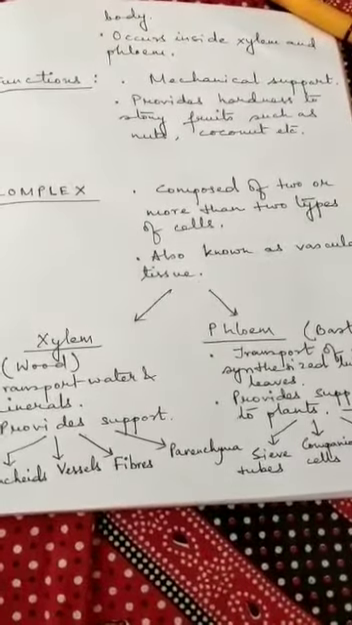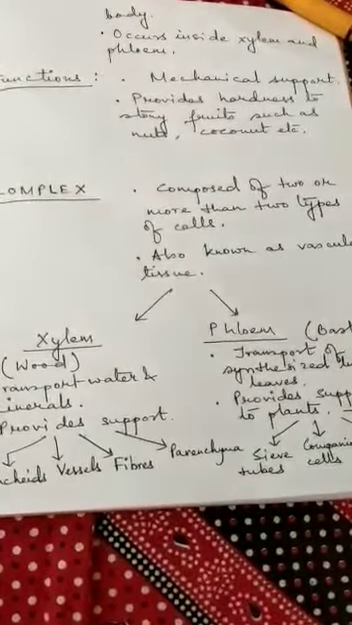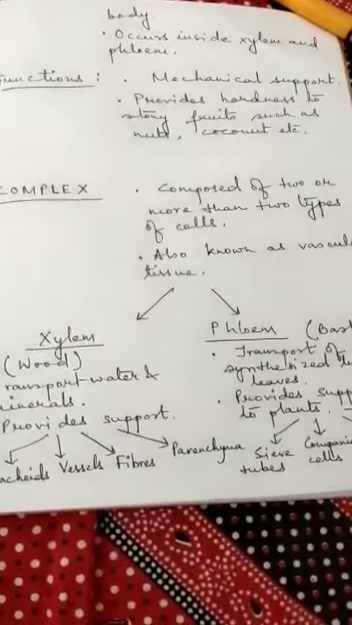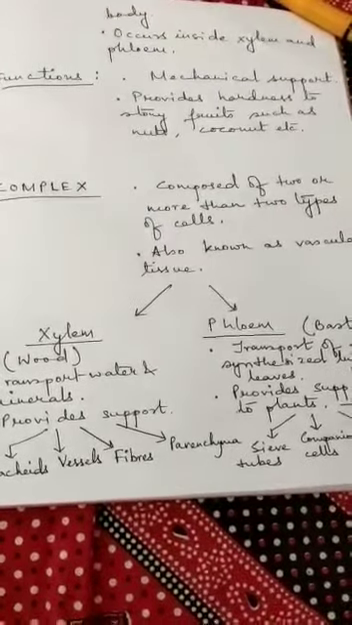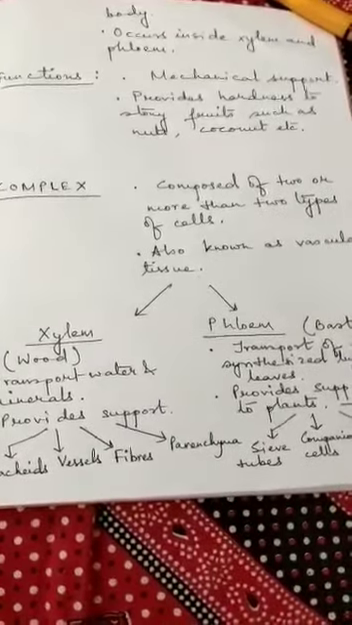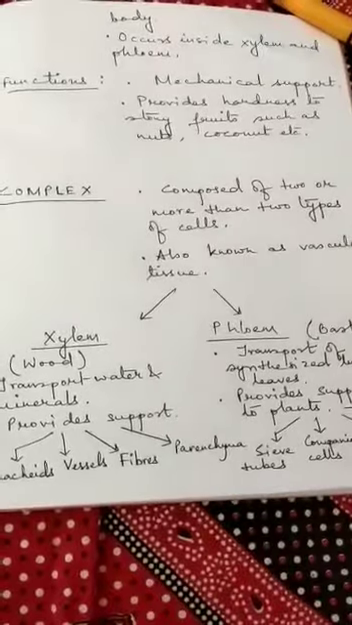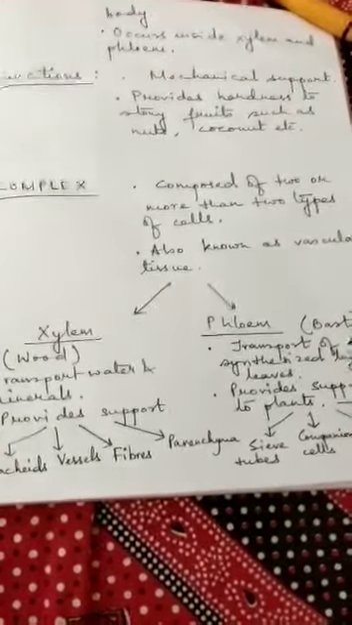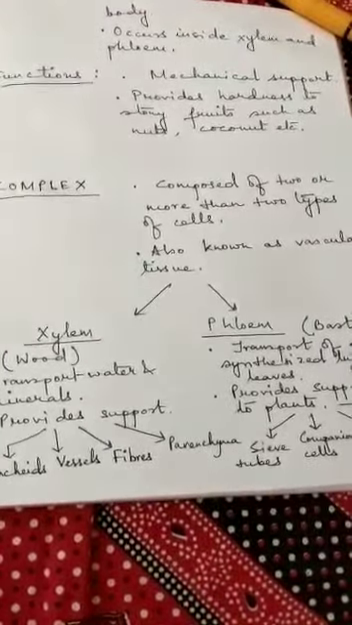So xylem and phloem consist of sclerenchyma tissues. Okay, and they have an elongated structure. I'll show you the picture of sclerenchyma. There you can see that the structure of the tissue is a bit elongated. Function, obviously mechanical support because it is very hard and tough, and it provides hardness to stony fruits.